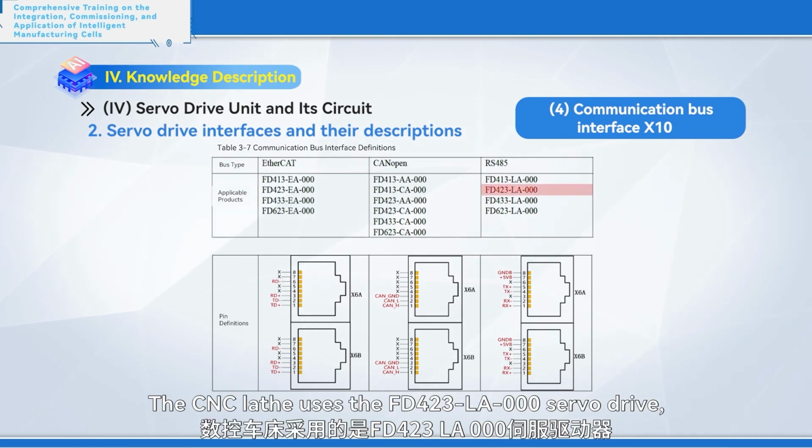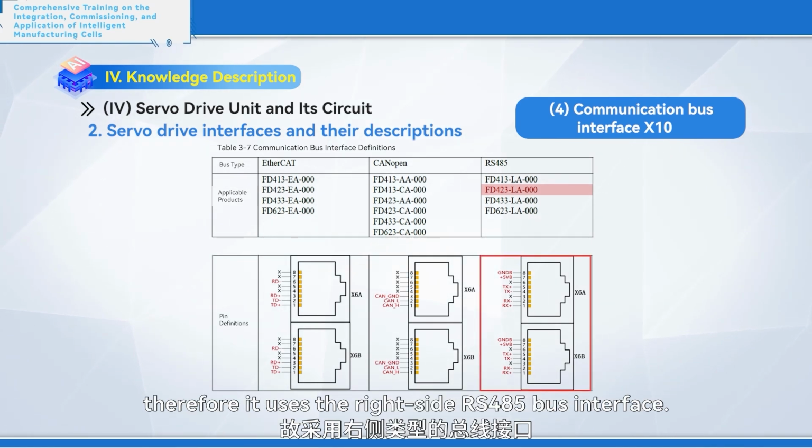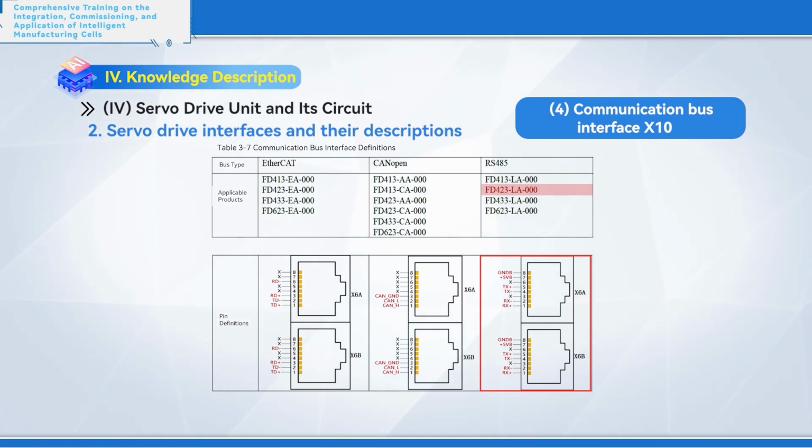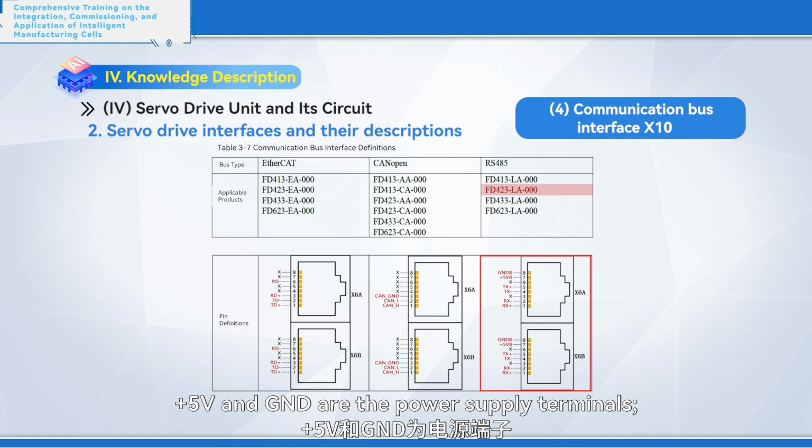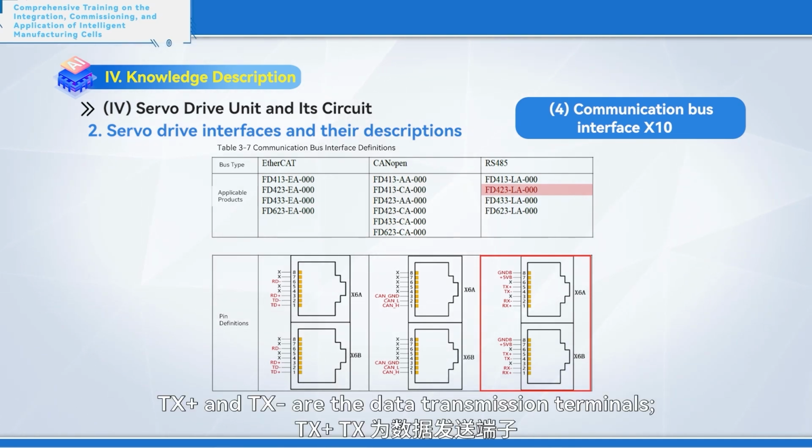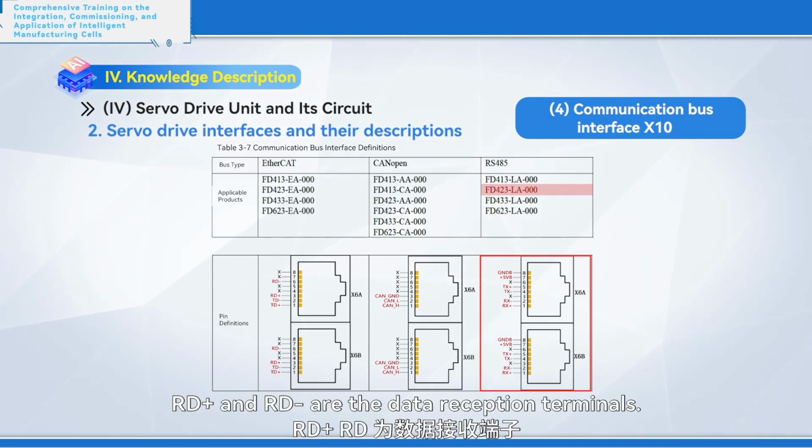The CNC lathe uses the FD423LA000 servo drive. Therefore, it uses the right side RS485 bus interface. In this interface, plus 5V and GND are the power supply terminals. TX plus and TX minus are the data transmission terminals. RD plus and RD minus are the data reception terminals.